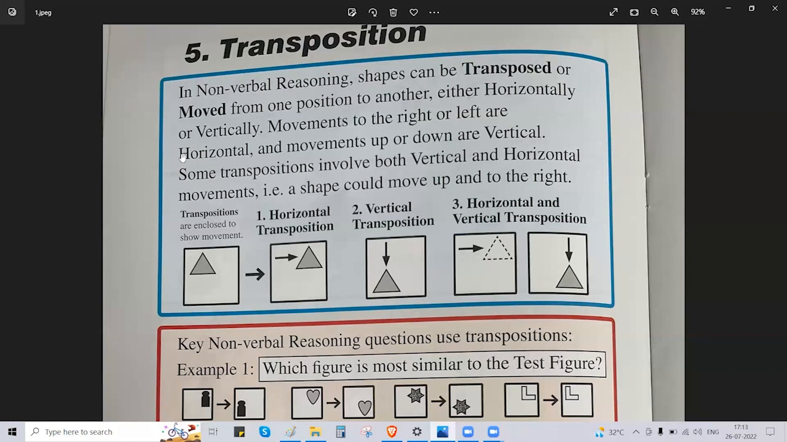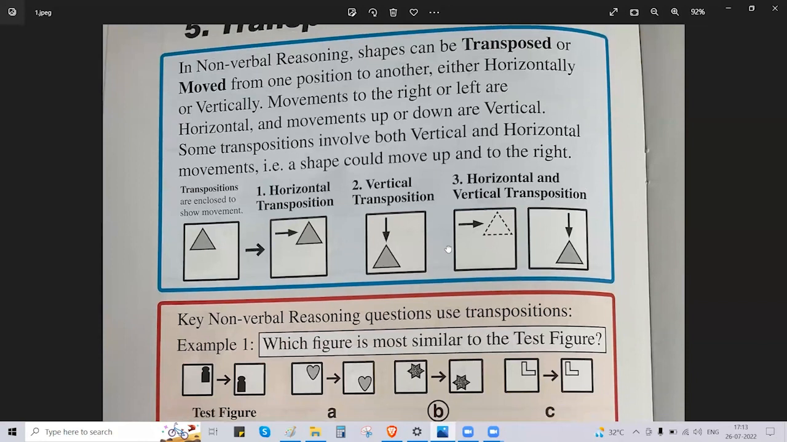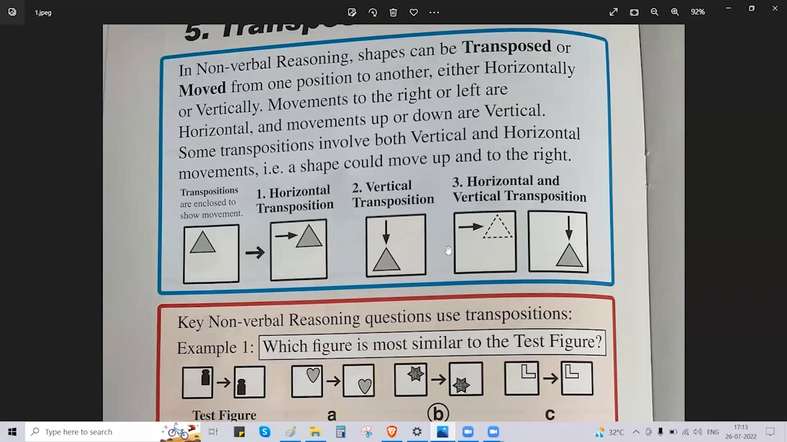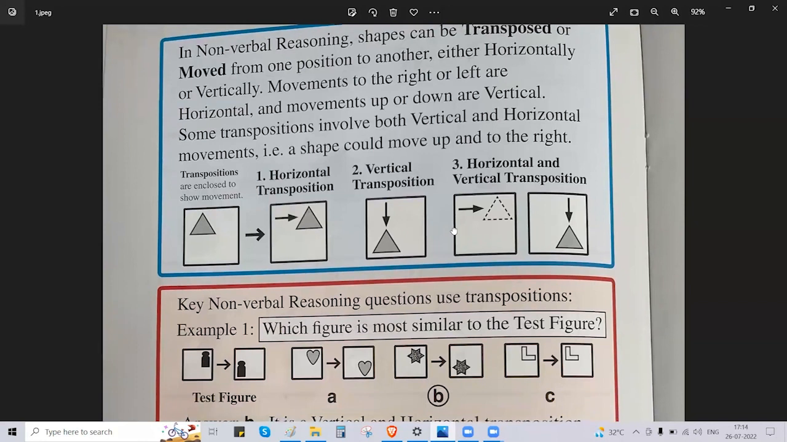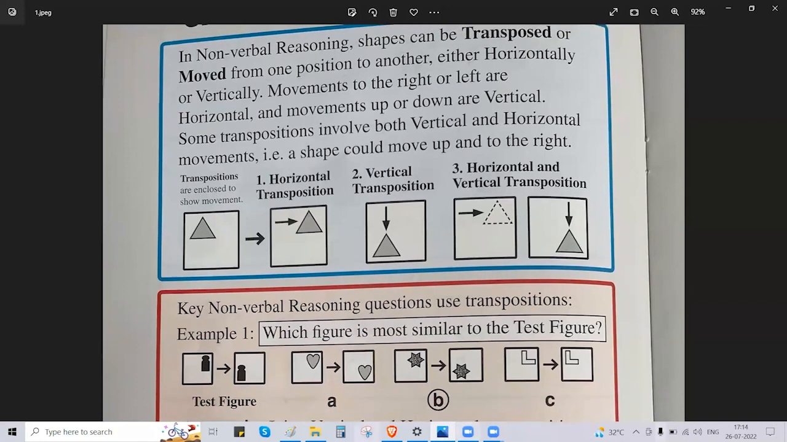Yes, so what do you understand by reading it out? That transposition means that you can move a shape around the space that you get the shape in, either vertically or horizontally or both. Exactly. So transposition is related to movement of shapes. If the shapes are being moved from one position to another, they are being transposed. Now please read the first question for me.